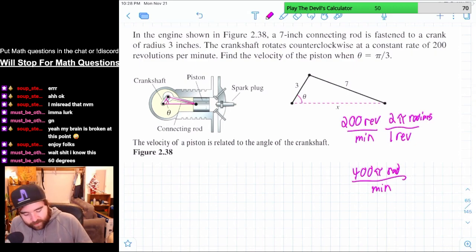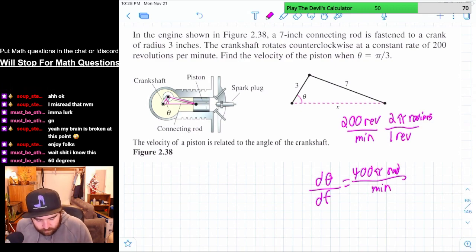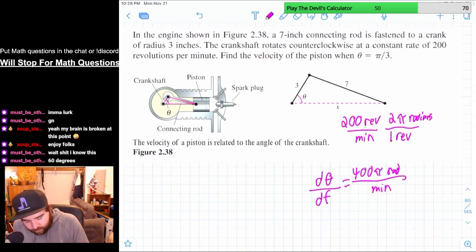But okay, so what is that? That's how our angle is changing. Just notice that I didn't want our angle in revolutions, I wanted our angle in radians. So now our angle is in radians. Where can we go from there? Find the velocity of the piston when theta is pi over 3. So theta is pi over 3, and we've already said that d theta dt is 400 pi.